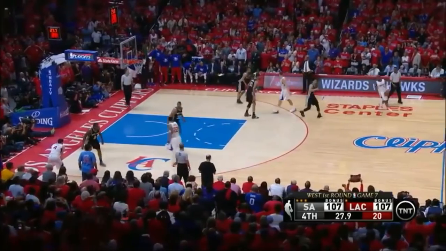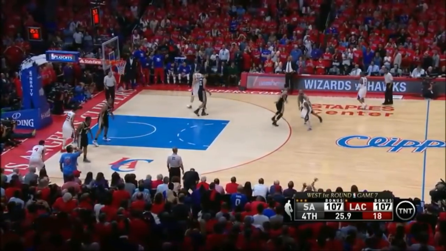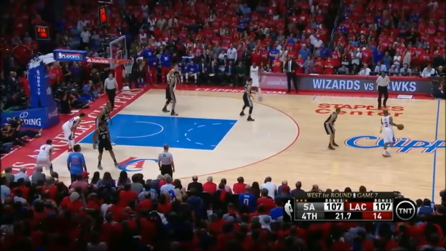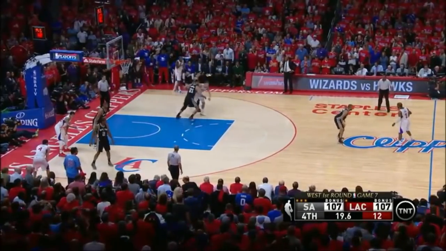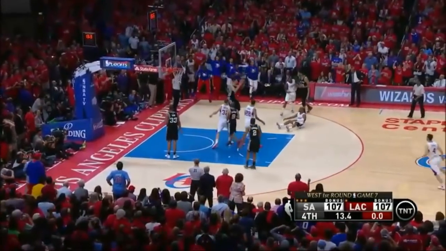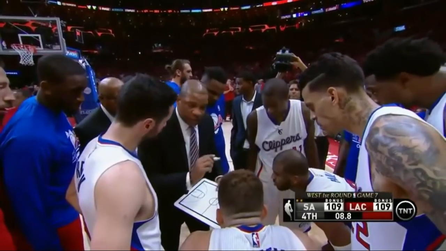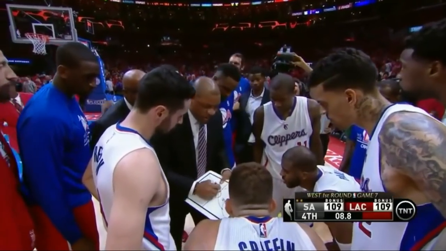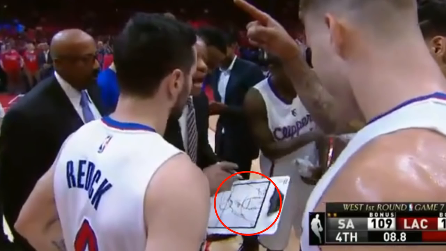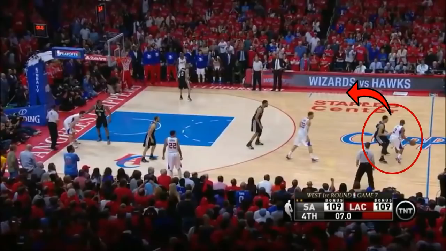And out of the timeout, Crawford initially has trouble getting Green out of the play, but eventually does it. Chris Paul plays the pick and roll and gets fouled by Duncan. And after two Duncan free throws, the Clippers huddle and you can see a clear shot of Doc Rivers' clipboard here. So what does he really want? It appears that he wants Chris Paul to go right.